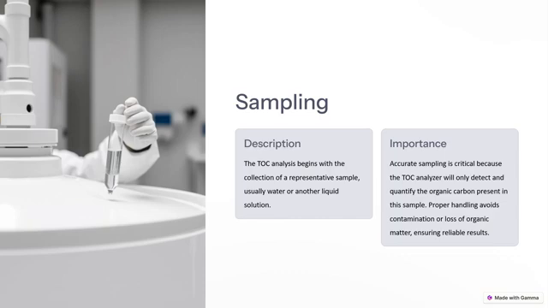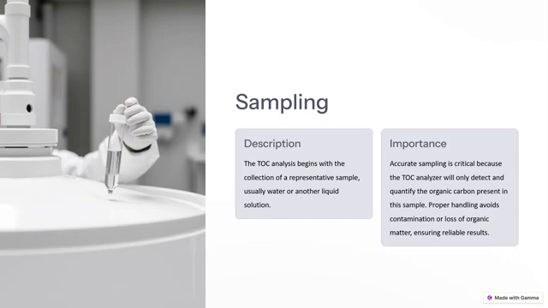Okay, so the first step is sampling. The analysis begins with collecting a representative sample. The importance of this step is accurate sampling ensures reliable results by preventing contamination or the loss of volatile organics.